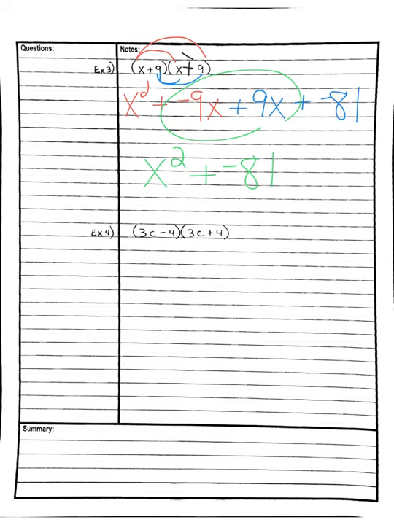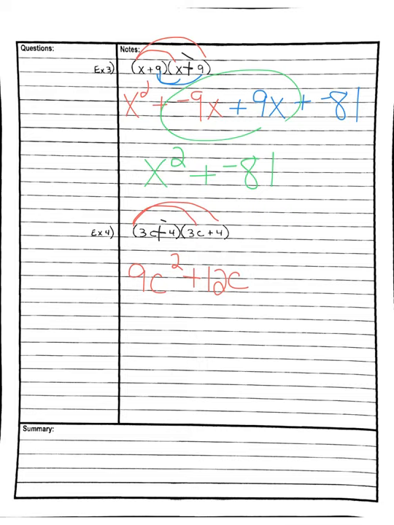You're going to notice in my next example, I hope, that my like terms are going to cancel out just like they did up above. That's what happens when we have opposite terms in the binomials. Let's change this to plus and negative. So 3c times 3c is going to be 9c squared. 3c times positive 4 is going to be a positive 12c.